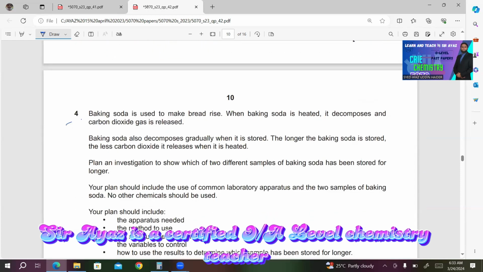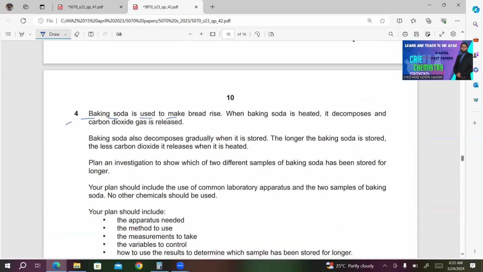Number 4, baking soda is used to make bread rise. When baking soda is heated, it decomposes and carbon dioxide gas is released. Baking soda also decomposes gradually when it is stored. The longer the baking soda is stored, the less carbon dioxide it releases when it is heated. Plan an investigation to show which of 2 different samples of baking soda has been stored for longer. Your plan should include the use of common laboratory apparatus and the 2 samples of baking soda. No other chemicals should be used.